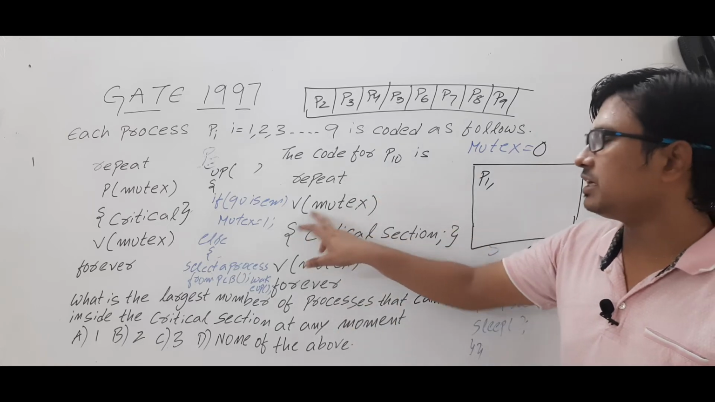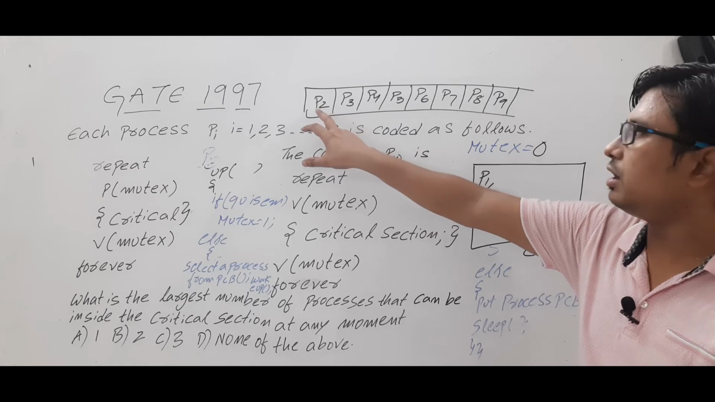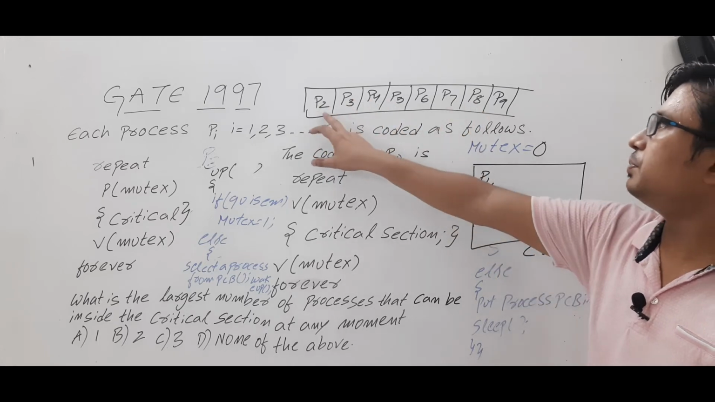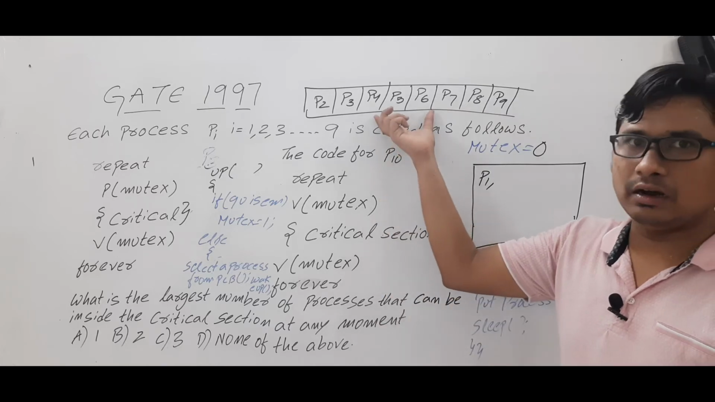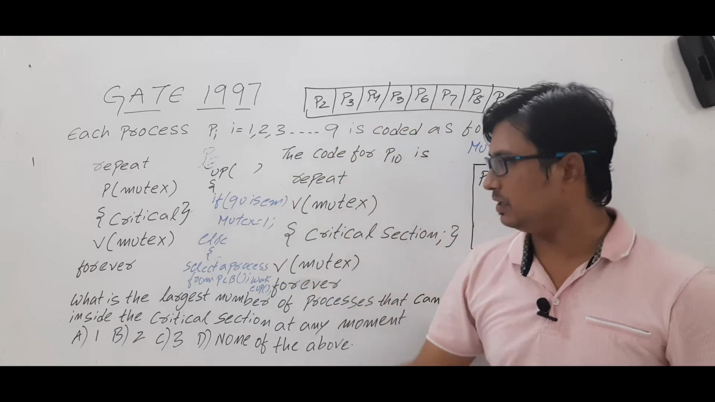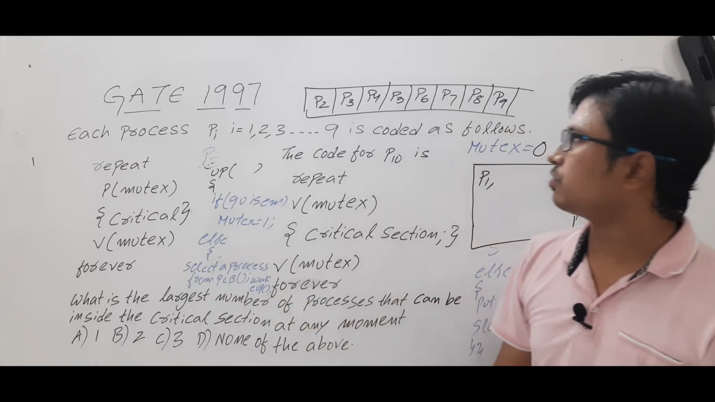So process P10 is performing the up operation. So Q is empty? No. There are 8 processes from P2 to P9 in the queue. So Q is not empty. If the queue is not empty, the else part will be executed. Select a process from PCB.